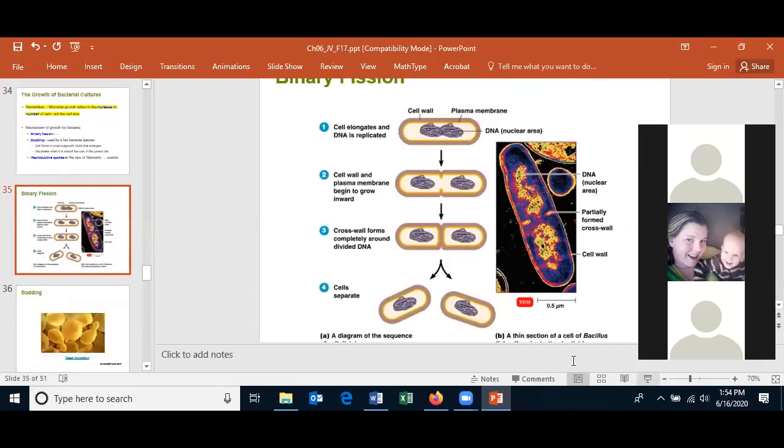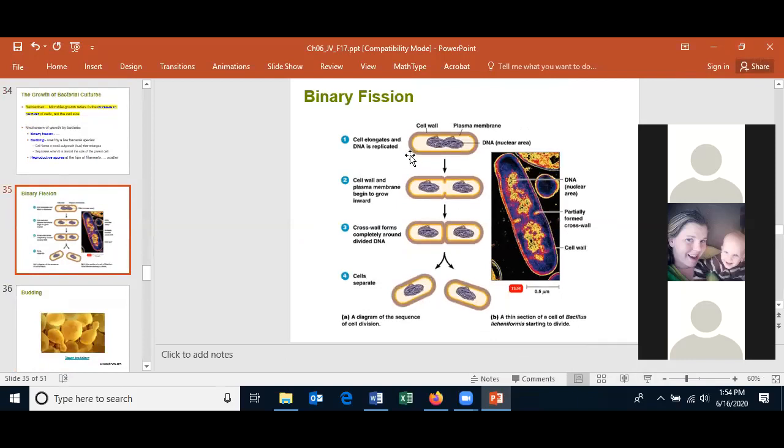So in binary fission, one cell may elongate a little bit, and then it replicates its DNA, and the DNA moves towards opposite sides of the cell, and then the cell literally starts dividing down the center. And what it'll do is it'll grow a cell wall right in the middle of the cell, and it'll have a cell membrane on it, and that divides the cell into 2. And then 2 cells come from 1 cell by binary fission.